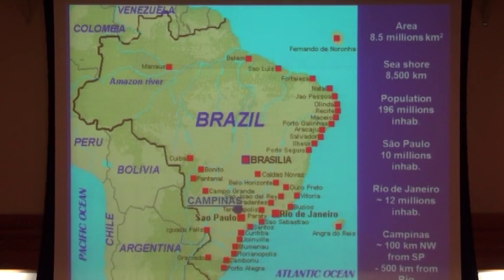So we are here enjoying the beautiful beaches at Rio de Janeiro, and Brazil has a very long seashore. You can see there, 8,500 kilometers. The population of Brazil is nearly 200 million. Campinas is in the São Paulo state here, and it is about 100 kilometers northwest from São Paulo city. Greater São Paulo has 10 million inhabitants. Greater Rio has around 12 million, is that correct? I got it from the internet, I guess it's correct, right?